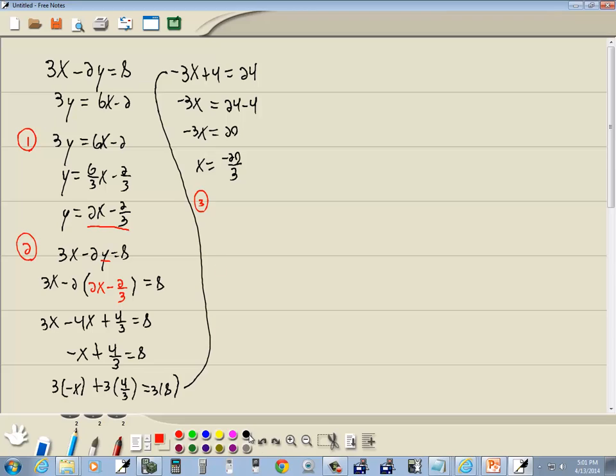Step 3. Plug this into the equation from step 1. It's already solved for y, so we got y is equal to 2x minus 2/3. And we just said x was negative 20/3, so we'll plug that in. 2 times negative 20 is negative 40/3, minus 2/3, which gives us negative 42/3.